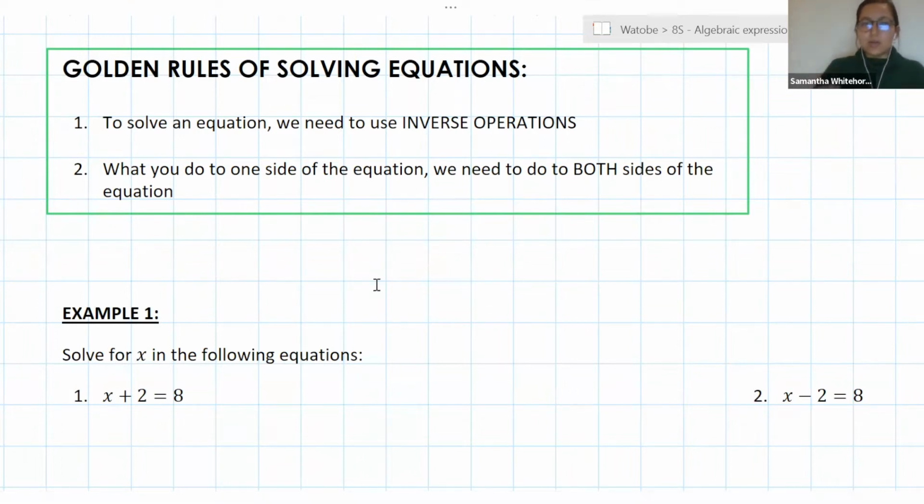So let's get started with equations. I love equations. Equations is one of my favorite sections. So we're going to have some fun.